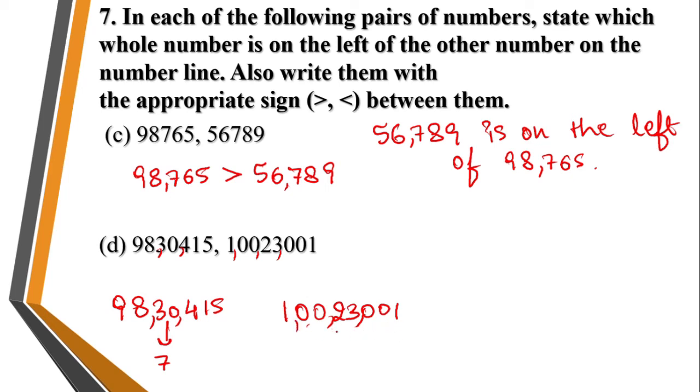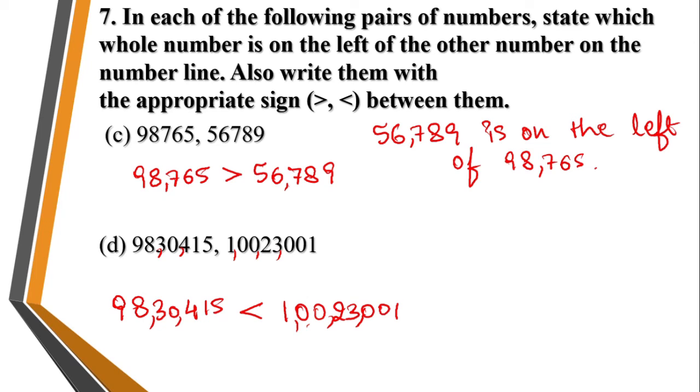In the second number we have 8 digits. So here the digits are not equal. In the first number we have 7 digits and in the second number we have 8 digits. So obviously 8 is greater than 7, right? And 8 digits we have in the second number. So we can say 1,23,001 is greater than 98,30,415. Now we got to know which number is smaller and which number is greater.